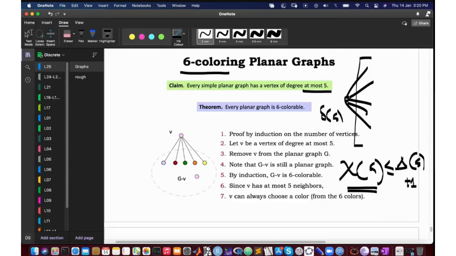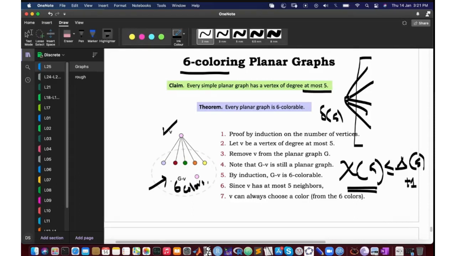This guy has 5 neighbors. If I remove this vertex, I'm left with a graph which is also planar. Okay, planar graph में से अगर आप एक vertex को remove कर दें तो अपने उसके अंदर कुछ edges add तो नहीं किया, तो your graph is still planar. अगर उसकी पहले drawing exist करती थी तो अब भी इसकी drawing exist करती है, which means कि by induction I can color this graph with 6 colors.